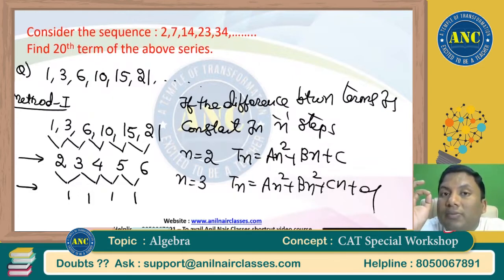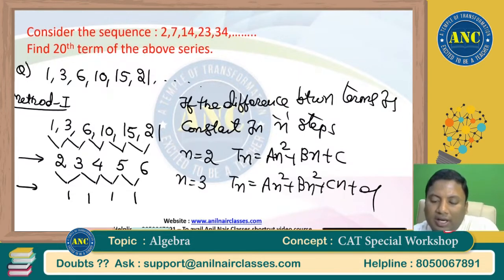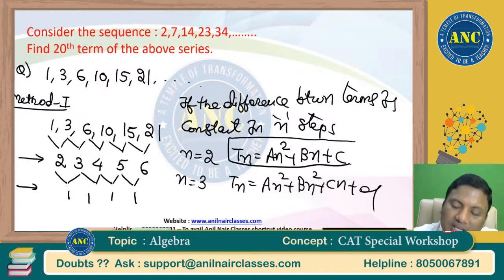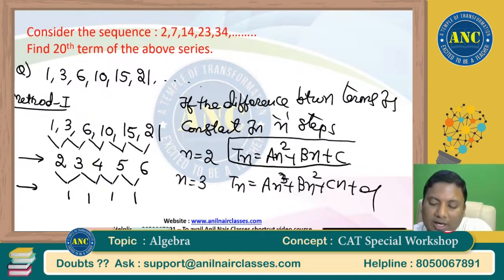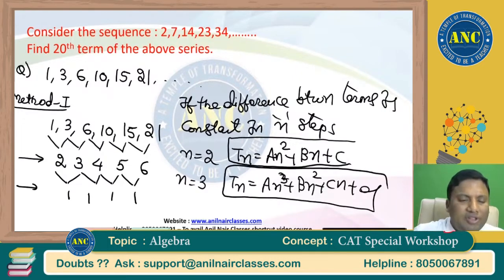If the difference between the terms is constant in n steps, then the nth term will be a polynomial of degree n. Here the difference is constant in 2 steps, so the nth term will be an square plus bn plus c. Right? If it is constant in 3 steps, then it will be an cube, sir, not square: an cube plus bn square plus cn plus d. This point is clear, right? Then we will get into method 2, how to write the answer directly.